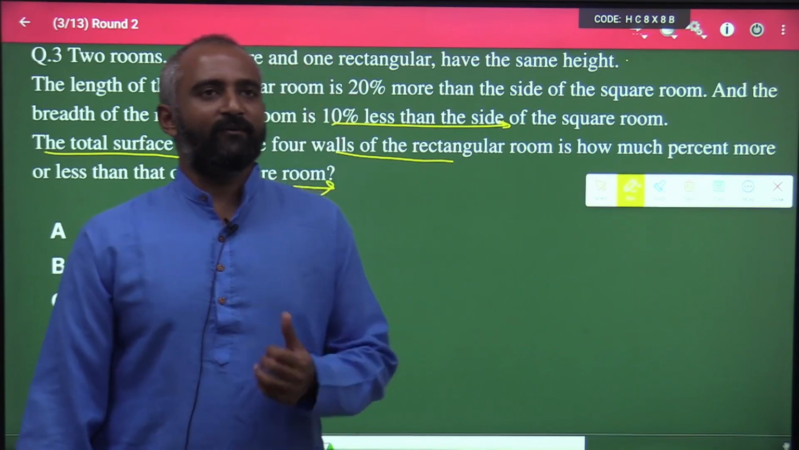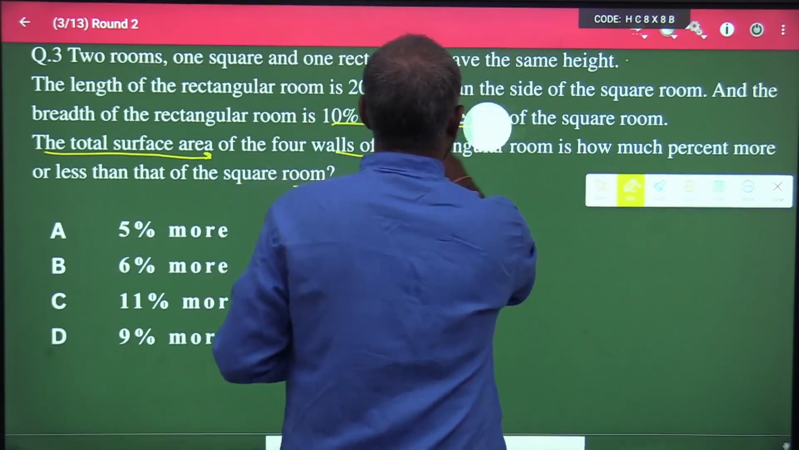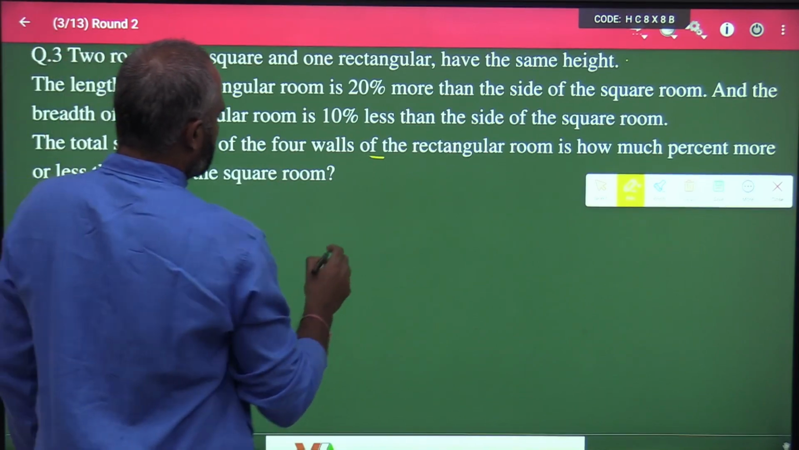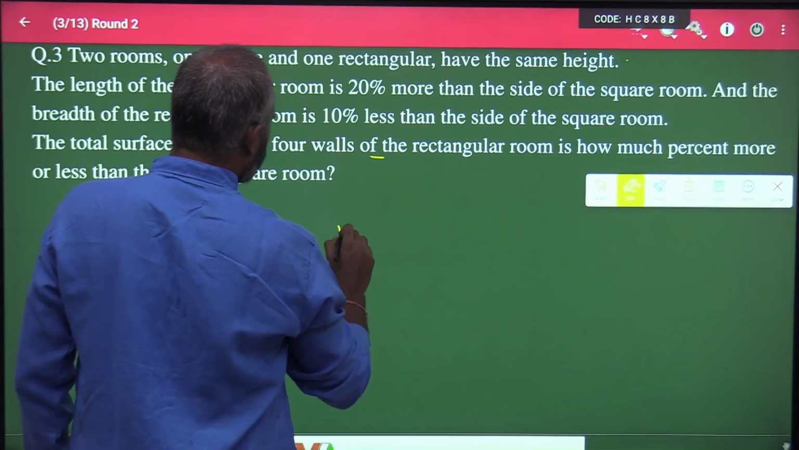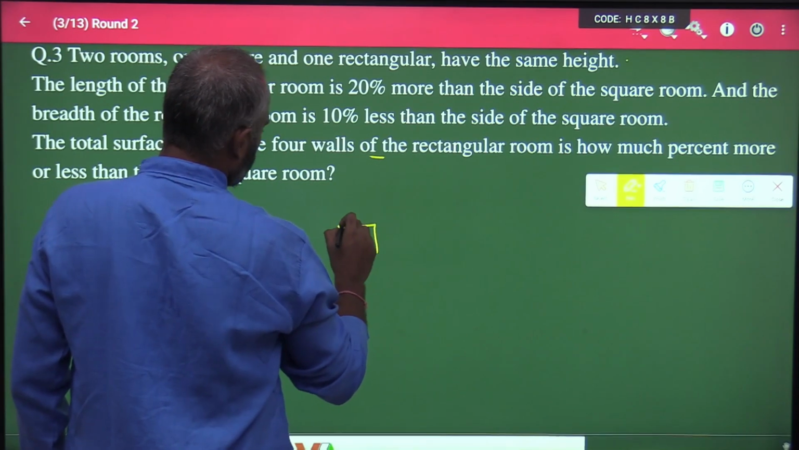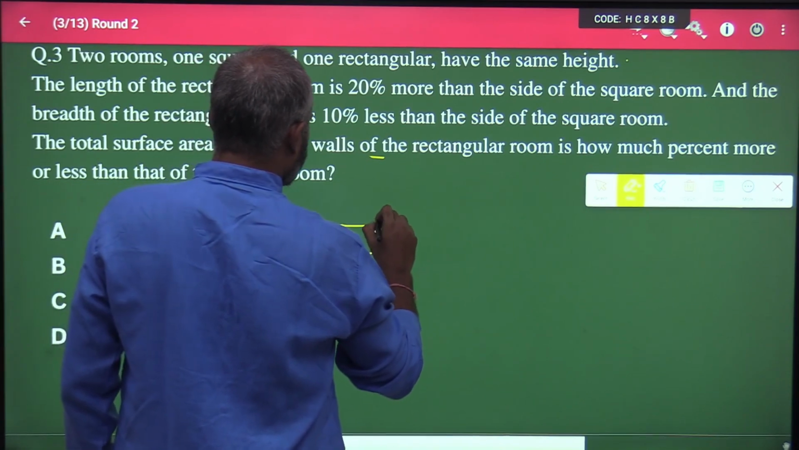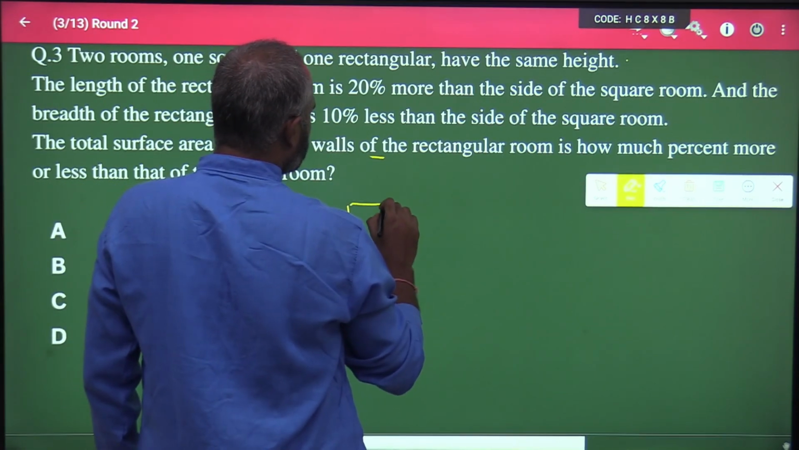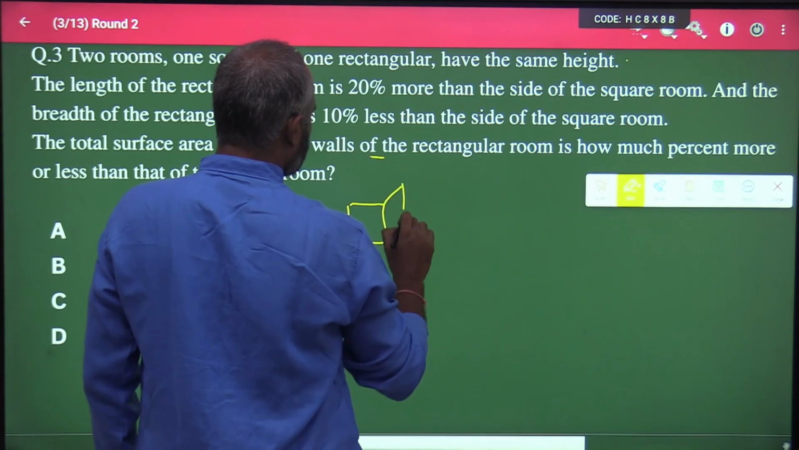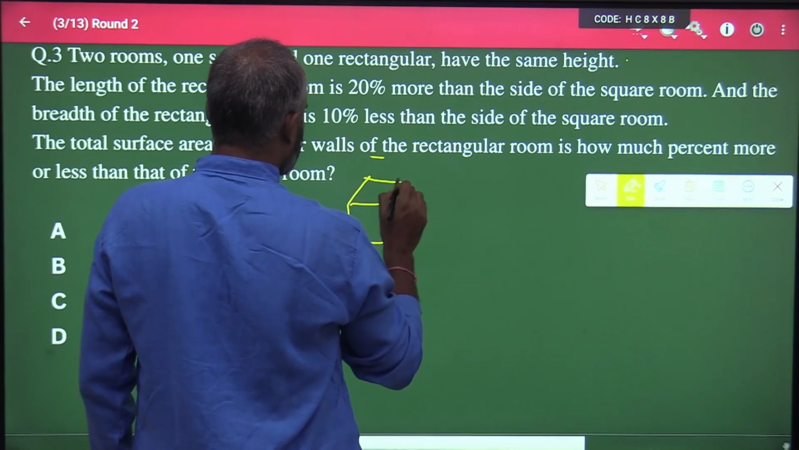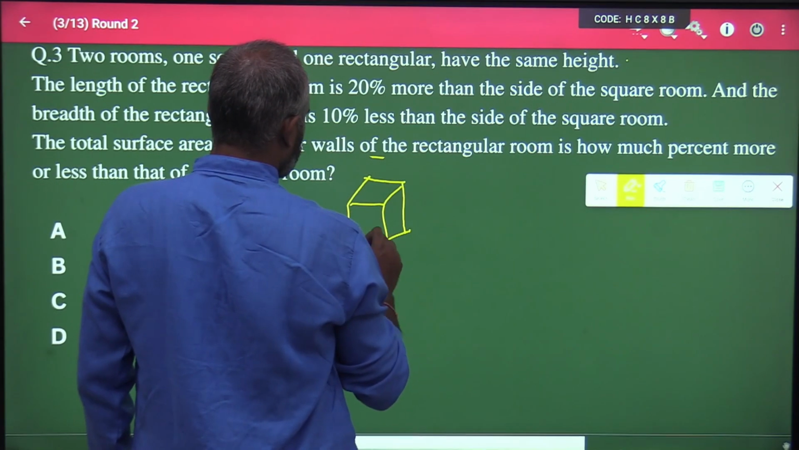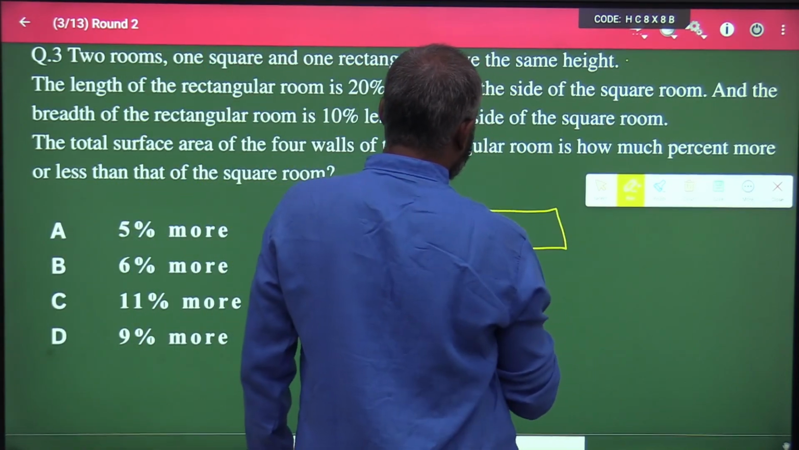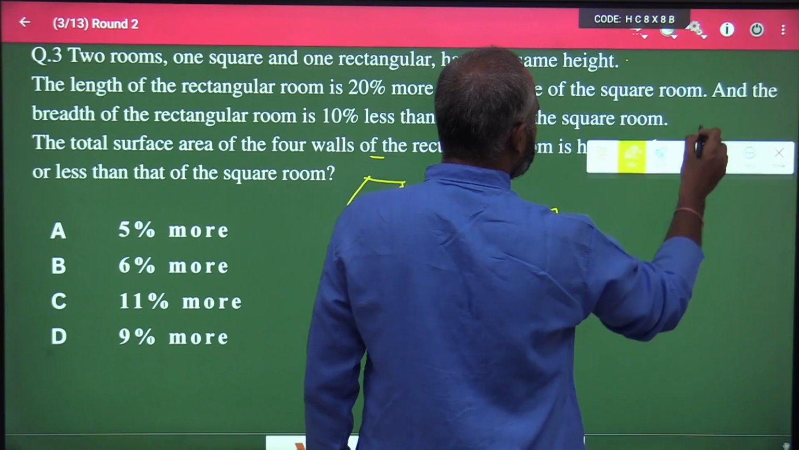I hope all of you have solved the question. Now, let's get back. So, there is a square room, which has square walls. Now let me draw a rectangle here too, because it will be easier for you to visualize.